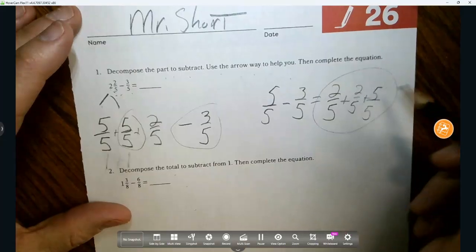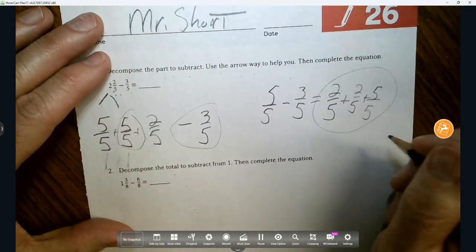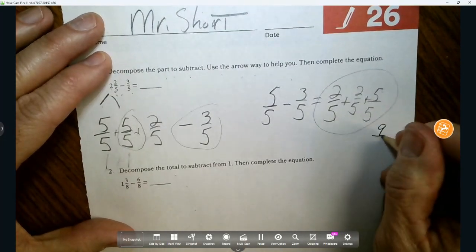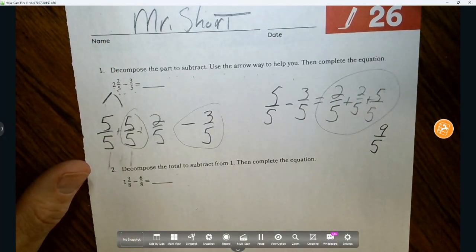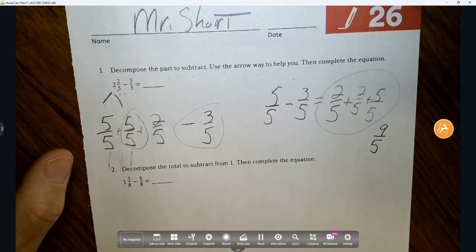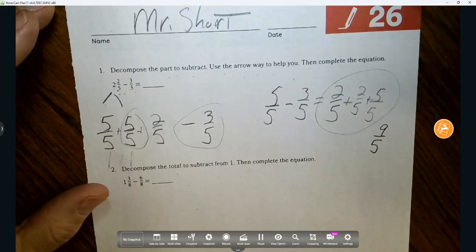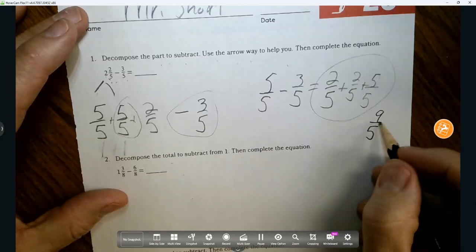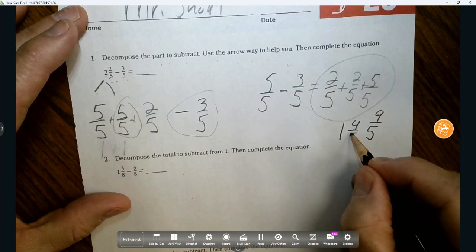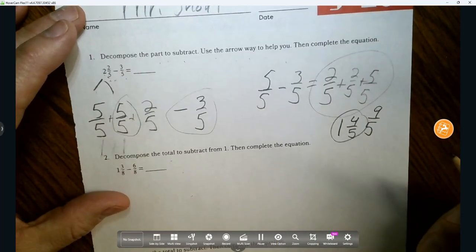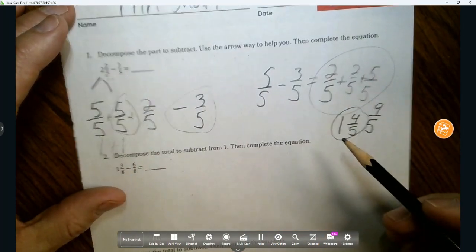So I have 2 plus 2 is 4. 4 plus 5 is 9. So the answer I'm looking for is 9 fifths, right? 9 fifths. We can't leave it that way. We want a mixed number. All right, we can do that. If we do our mixed number, how many times can 5 go into 9? 1. What's left? 4 over 5. So this is our answer. This is one way to do this.